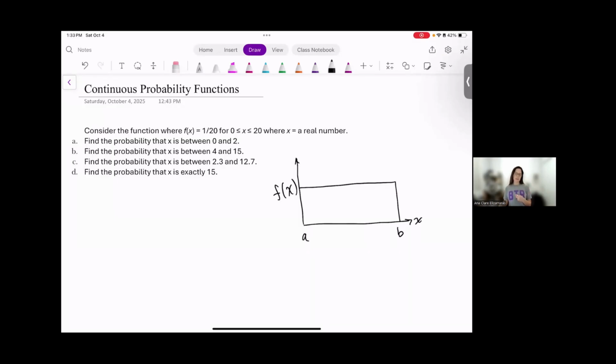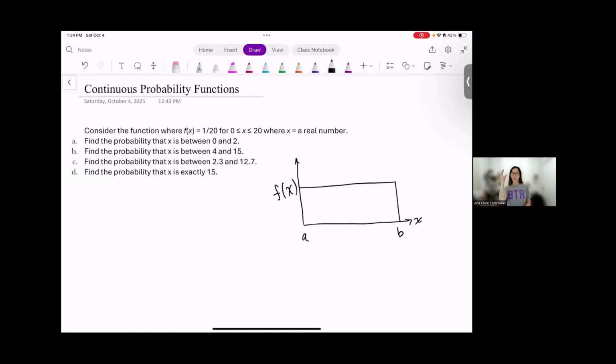Now, f of x is another way of saying y. It's just saying f is a function of x. It's telling us it's a function. So y and f of x are a lot of times interchangeable. Sometimes y is not a function, so we have to be careful there. But this is telling us we have a function. It's a function of x, so whatever we put in for x impacts the function.